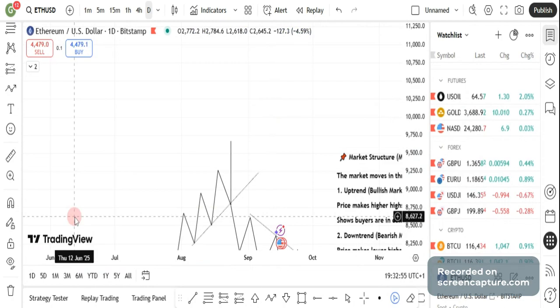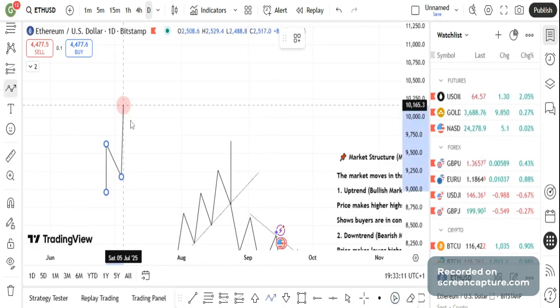Now, this is an uptrend I want to draw currently. This is an example of an uptrend. An uptrend moves in higher highs and higher lows, and they break out, creating another higher high and higher low, and then retest, pulling back to that high, and going like that.